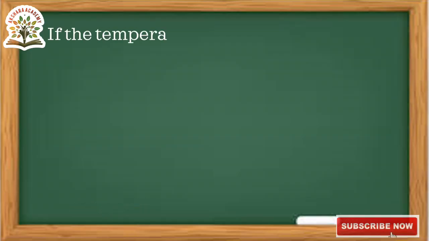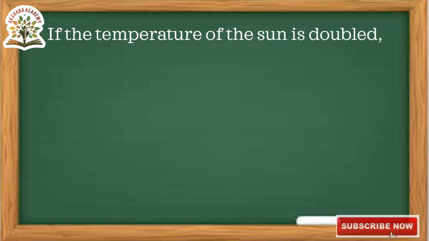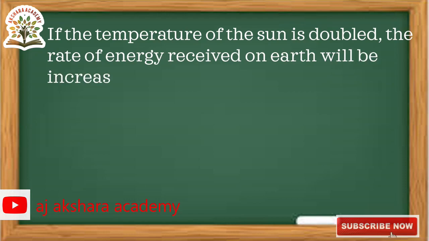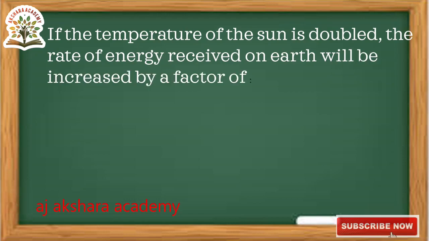In this question, if the temperature of the sun is doubled, the rate of energy received on earth will be increased by a factor of. So this is the question. In this question they are asking, the temperature of the sun is doubled, so you have to find out the rate of energy received on the earth will be increased by a factor of. Let us come to the solution.